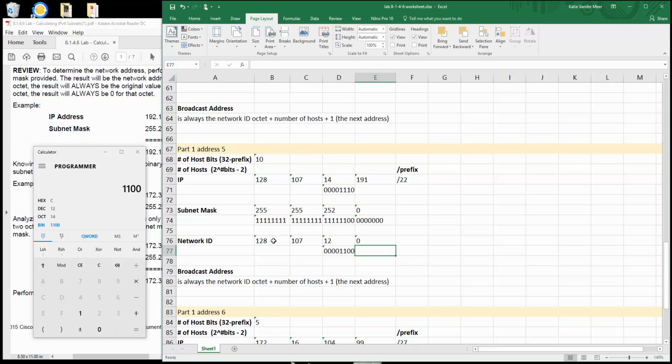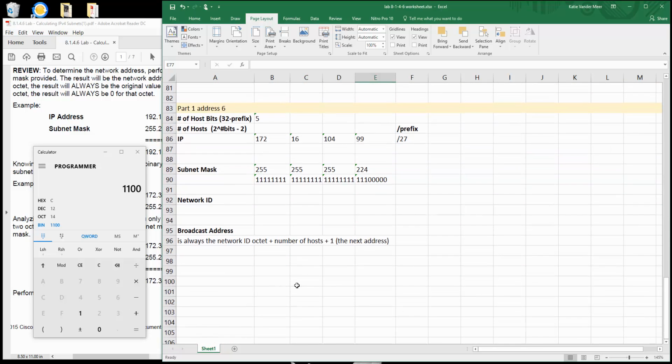Network ID for address 5, 128.107.12.0. Last one, 172, 16, 104, 224.